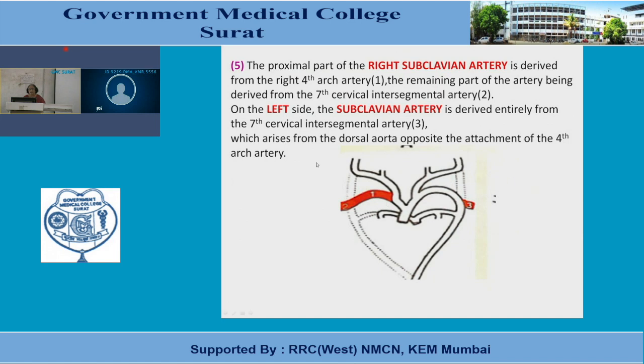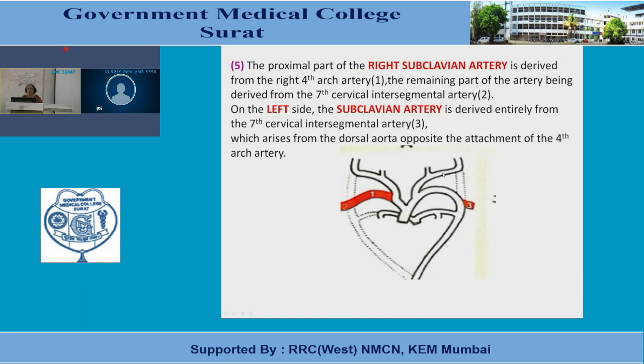What about the left side? The subclavian artery is derived from the 7th cervical artery, that is number 3. So the right side indicates the proximal part plus the 7th cervical intersegmental artery, right? And the left side is derived entirely from the 7th cervical intersegmental artery, which arises from the dorsal aorta opposite the attachment of the fourth arch artery.